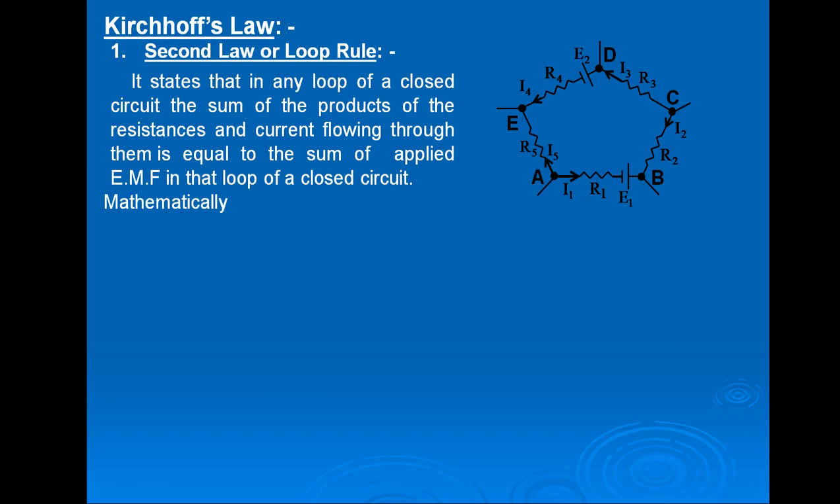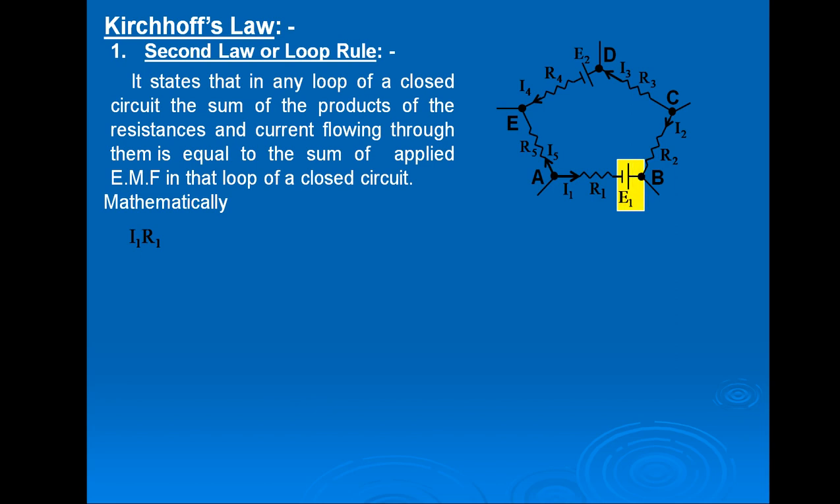Therefore, according to Kirchhoff's second law or loop rule, mathematically, between the branch A and B, resistance is R1 and current flowing is from A to B, I1. Therefore, point A is at higher potential. So we get a product of current and resistance, I1 R1.